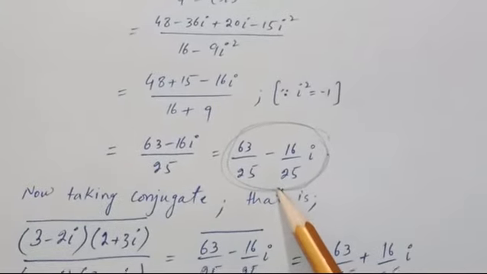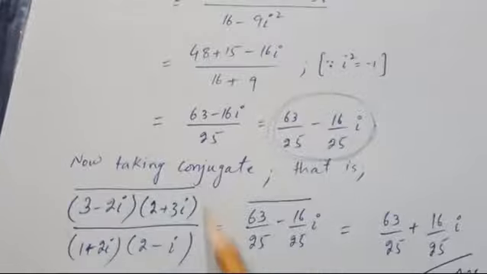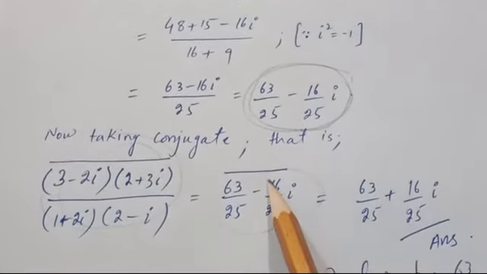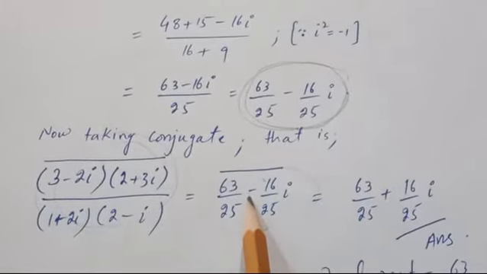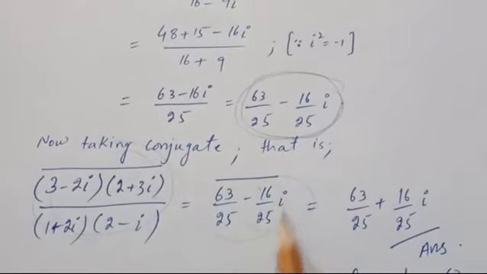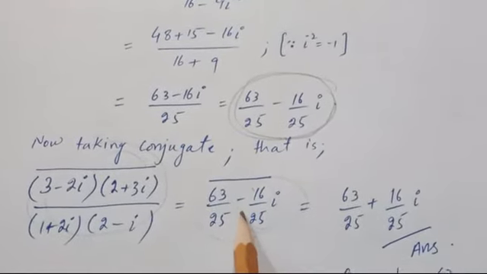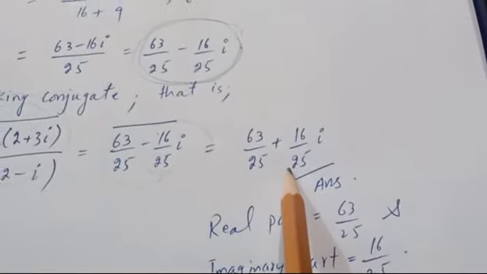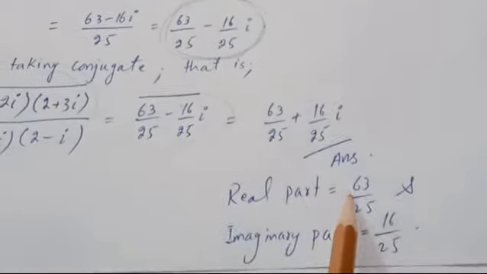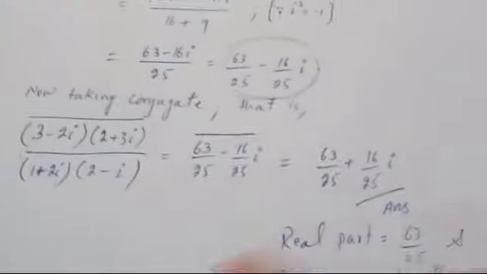Now take the conjugate of this complex number. The bar denotes the conjugate, and you know that the conjugate changes the sign of the imaginary part. In this case, the imaginary part is minus 16 by 25, so this minus will be converted into plus. So this is the conjugate of that complex number, where the real part is this and the imaginary part is this. So this is so easy. You know the conjugate already.